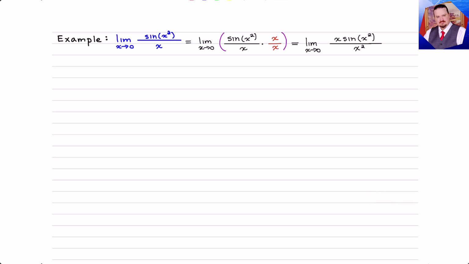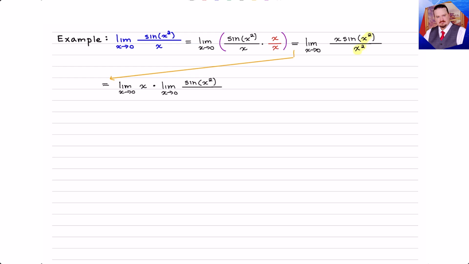And here's the part that matters. Now notice the key is whatever the argument is here, that's the same as what we have in the denominator. So we're going to separate it as we did before. Okay, so now I'm going to separate it into two limits.